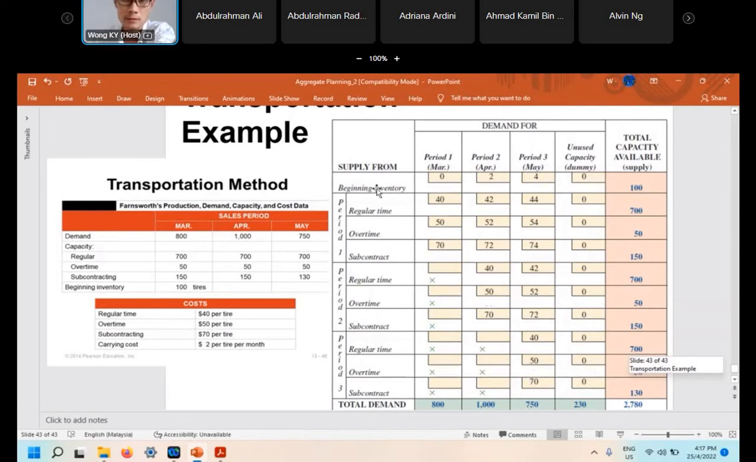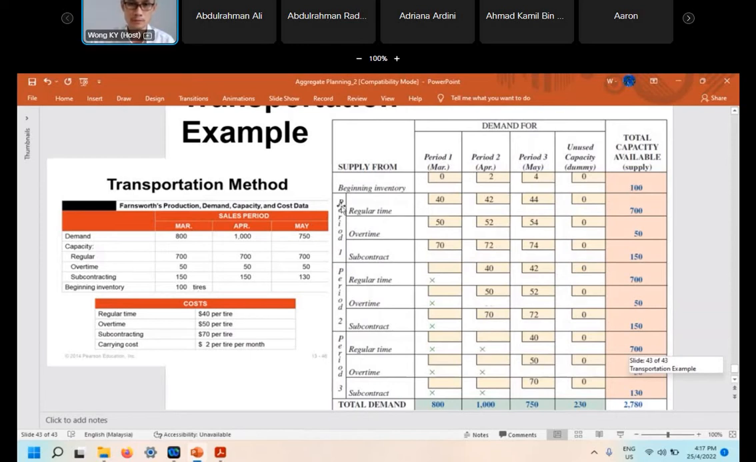And then you also have rows in the table. Each row represents the supply capacity, the capacity of each of these strategies for each period. So we have a beginning inventory of 100 tires. So beginning inventory capacity is 100.